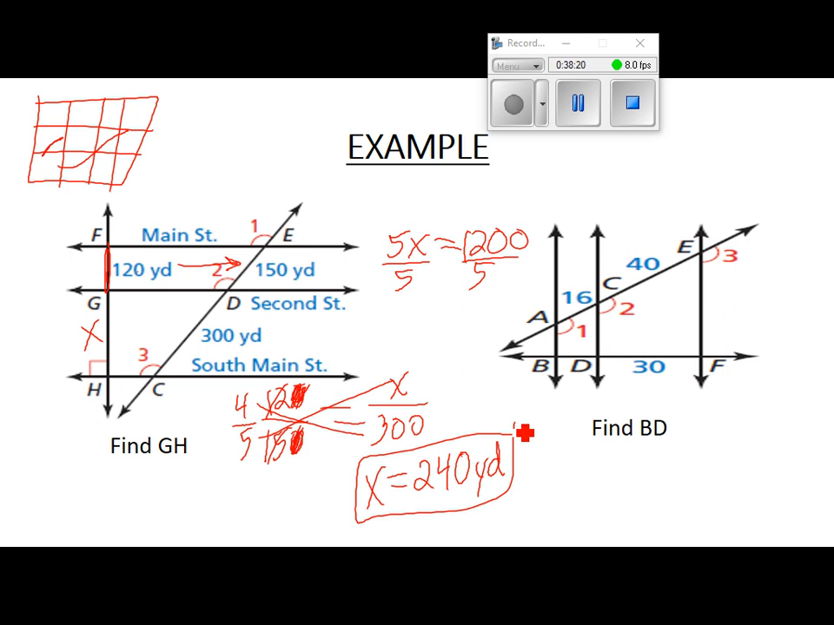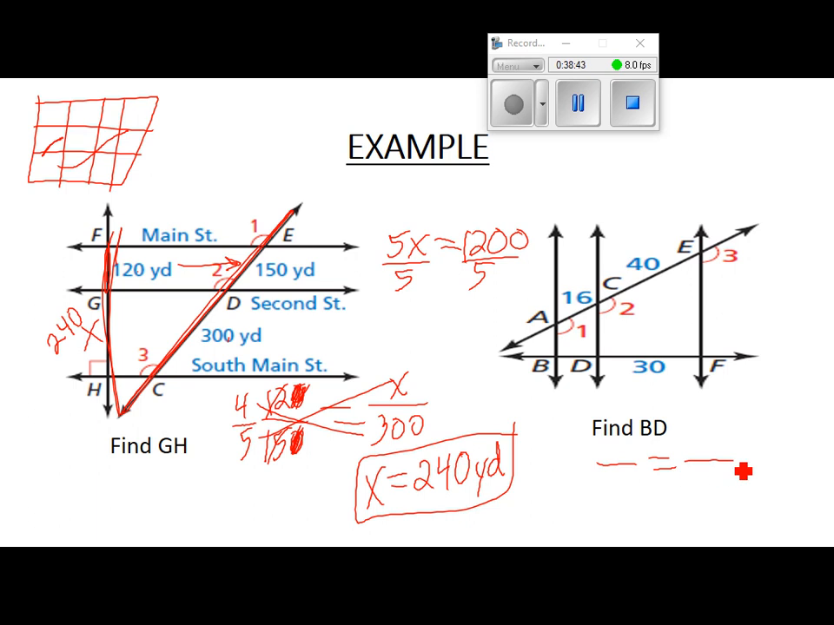Now stick it in here. If you stick it back in there, 240. Does that make sense? Yeah. Which part should be longer? This part? Or something going down diagonal like this. The diagonal should be a little longer, right? So it makes sense that this is 240 and this is 300.